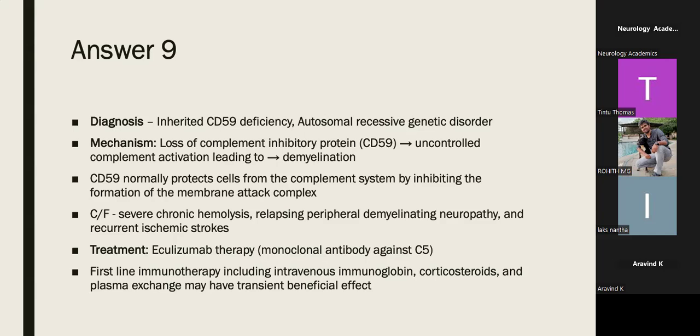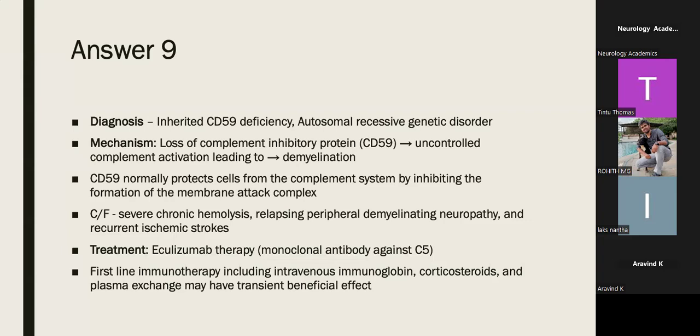So the clinical features will be severe chronic hemolysis and relapsing peripheral demyelinating neuropathy. They can have recurrent ischemic strokes as well. Definitive therapy will be eculizumab. The peculiarity is they may partially respond to immunoglobulin when being treated. So if you have a recurrent GBS-like presentation in the first decade, the problem here is that they may respond to immunotherapy. And if you find hemolysis, sometimes you attribute it to immunoglobulins rather than the primary disease itself.